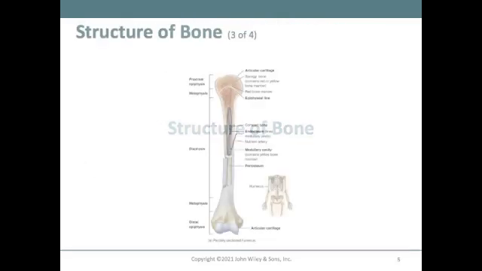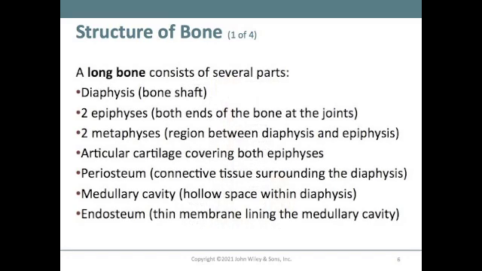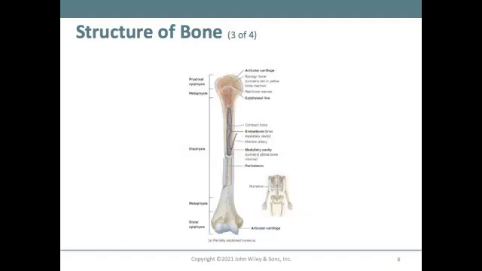Structure of bones. So this is still on page 178, but if you look at page 179, you can see figure 6.1. And that's going to give us this diagram here that I'm showing you right now. But let's go over this outline first. So a long bone consists of several parts. The diaphysis, which is the shaft, and you can see that there on figure 6.1.